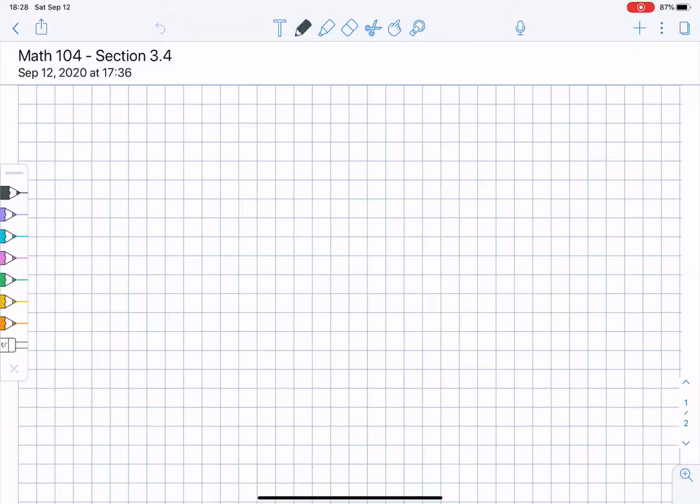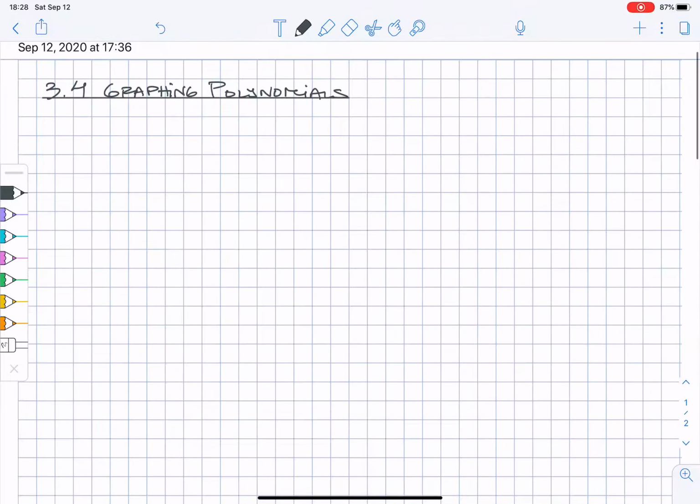Okay, so welcome to section 3.4, which is graphing polynomial functions. So graphing polynomials. And I'm going to try something different now. Instead of writing it all out beforehand, let's just do it on the fly. So let's recall.